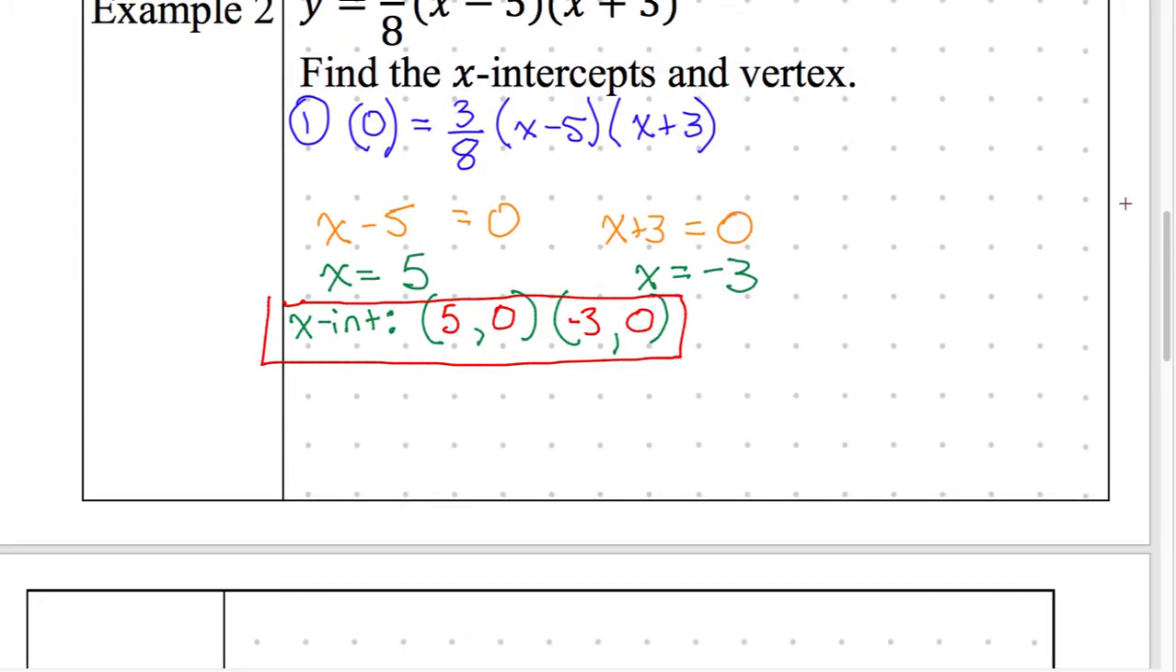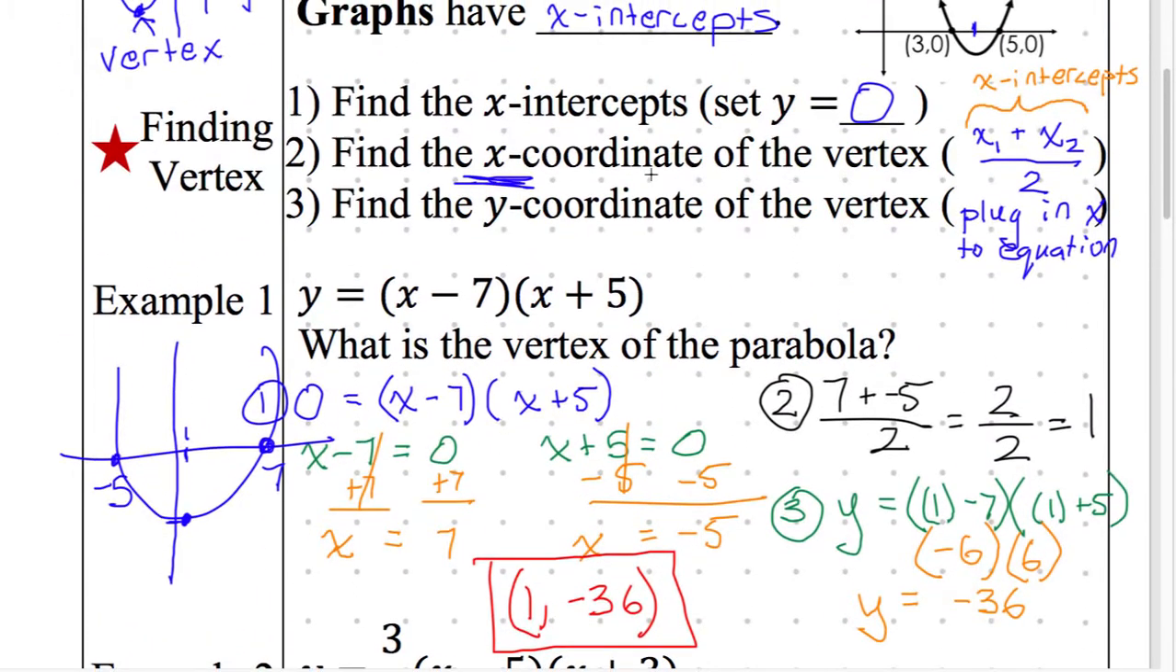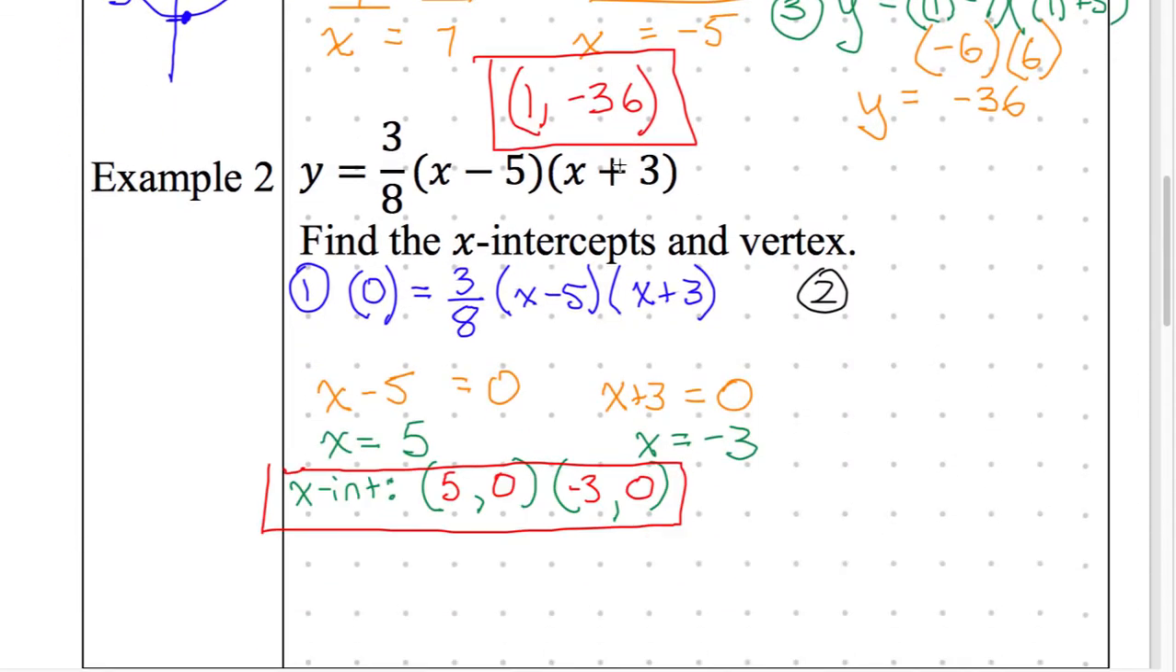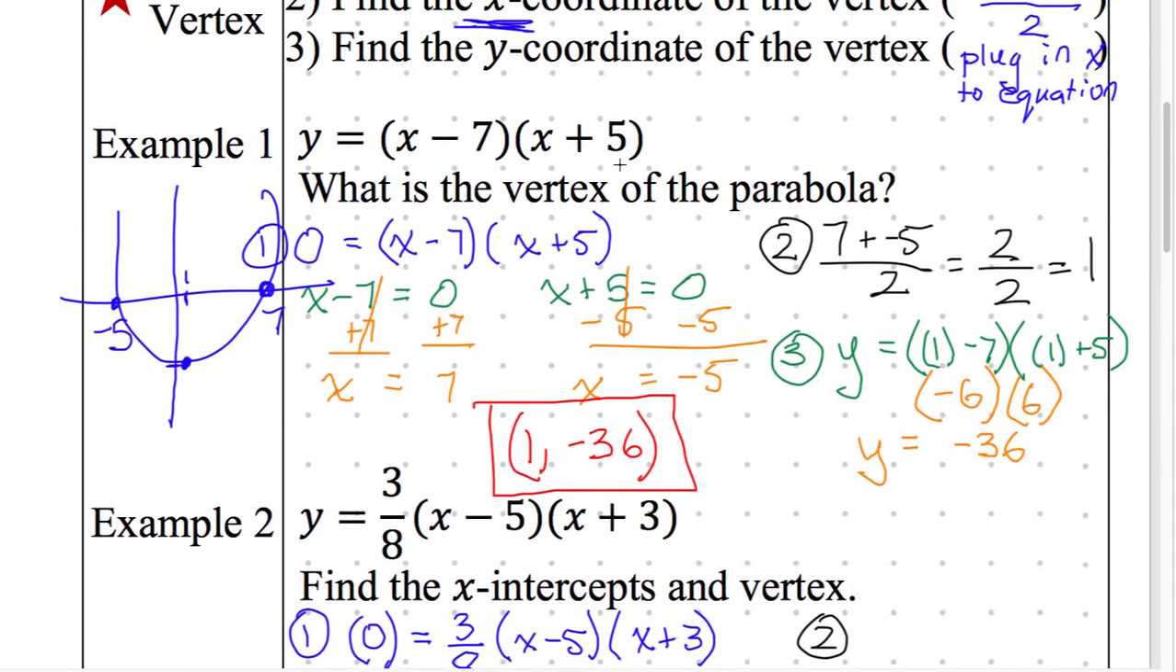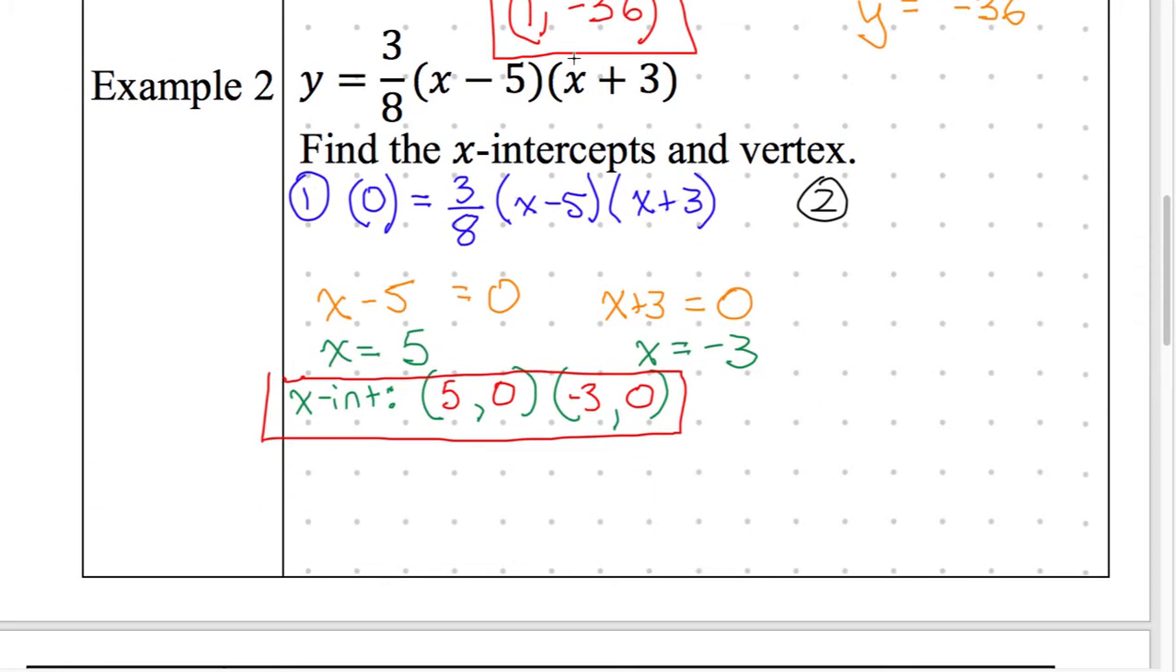All right, so on to step 2, finding the vertex. Let's do step 2 in black. Step 2 again was finding the x-coordinate of the vertex. So who can help me do that? Find the x-coordinate of the vertex. Only one person knows how to do that. That's not good. We're on step 2 on our second example. Jose. All right, so tell me exactly what to write.